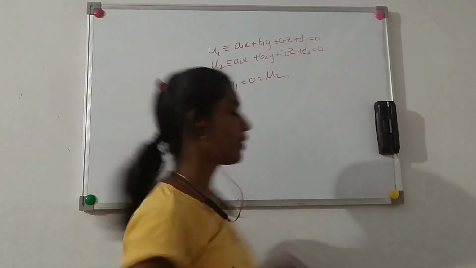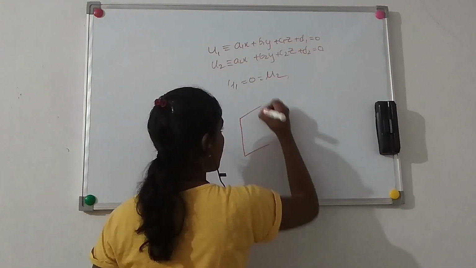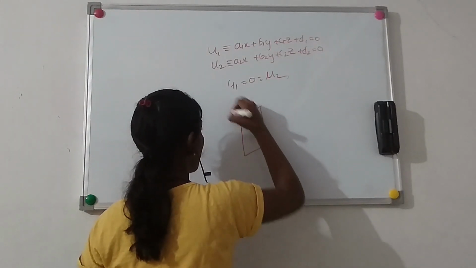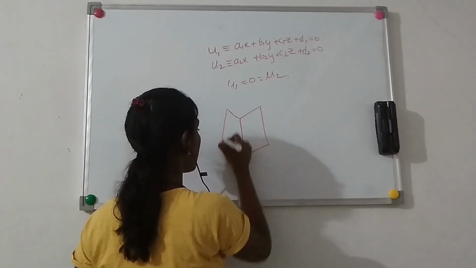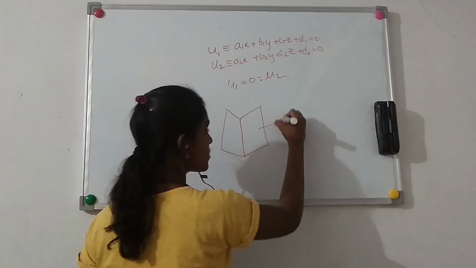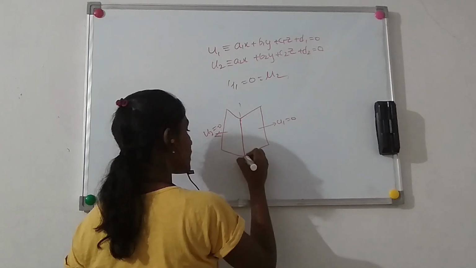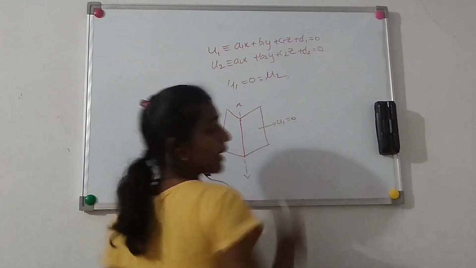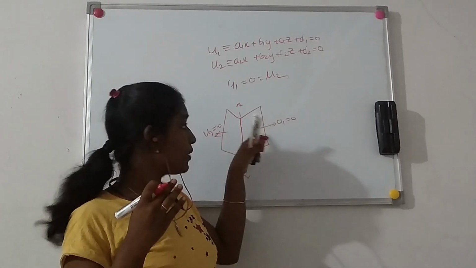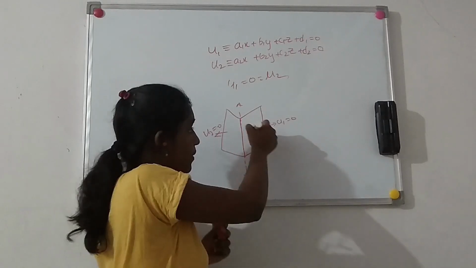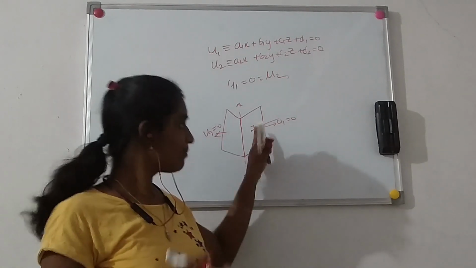So let me draw them for you on the board. They are like this. I am drawing a very rough figure. Okay, these are the planes, that is u1 equals 0 and u2 equals 0, and this is the line of intersection. Okay, now listen to the process very carefully. If I draw a normal to this plane, how does this normal look? It looks like this. I'll draw it like this so that it looks somewhat perpendicular.